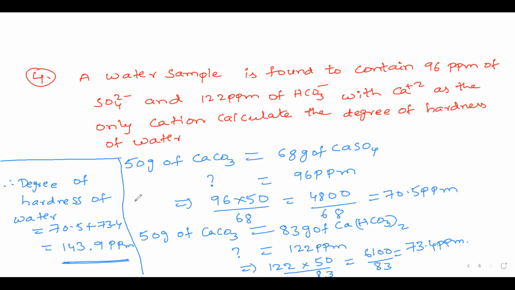If you find the mass of calcium carbonate present in the given sample, it is nothing but the degree of hardness of water. So in this way, we have to calculate the degree of hardness of water. It's very, very important, so please note that.